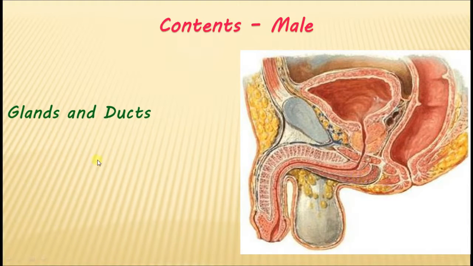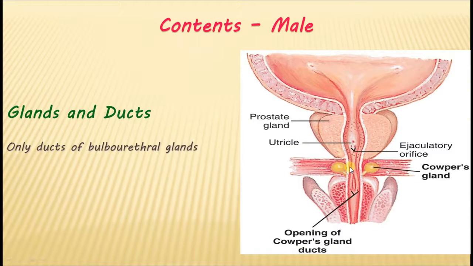Mainly glands and ducts. Apart from the muscles, we have seen the crux and the root of the penis. Then we have seen the nerves and the vessels. Ducts of bulbourethral glands: bulbourethral glands are situated in the deep perineal pouch, but their ducts pierce the perineal membrane and open along the sides of the spongy urethra. They are called the ducts of bulbourethral glands.